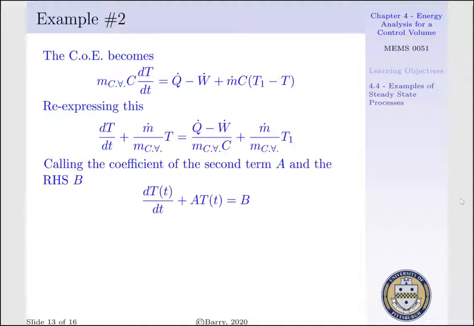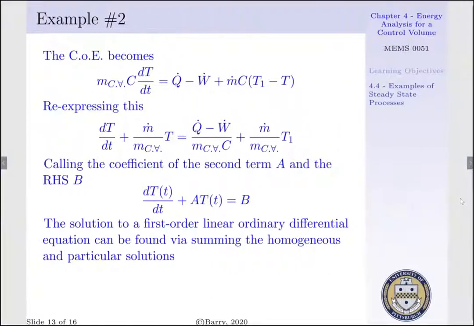Our time rate of change of temperature plus A times our temperature is equal to B. This is a first order linear differential equation, and we can solve this via various methods. What we will do is sum our homogeneous and particular solutions.